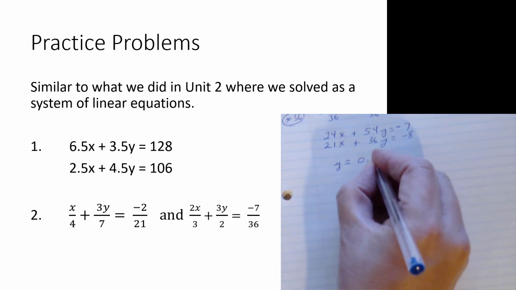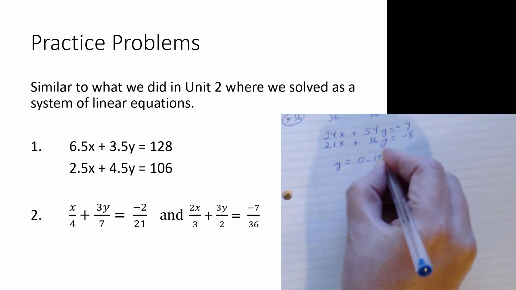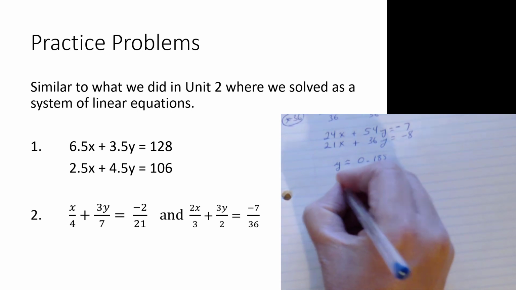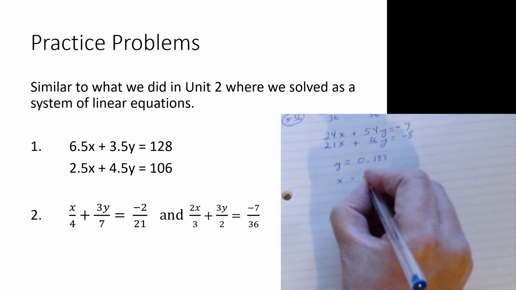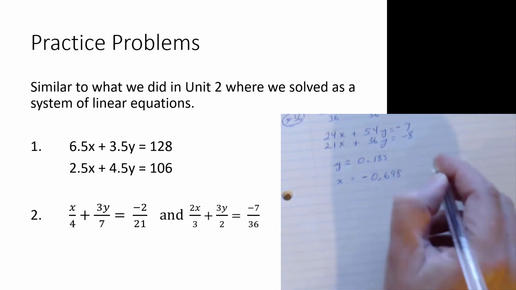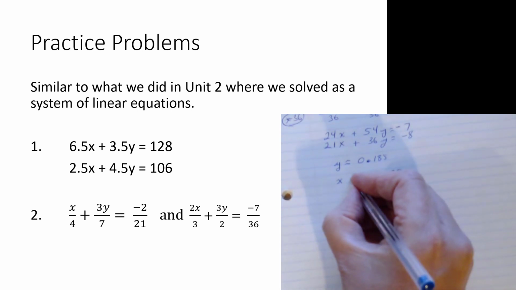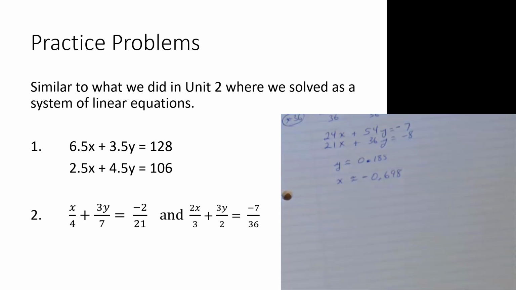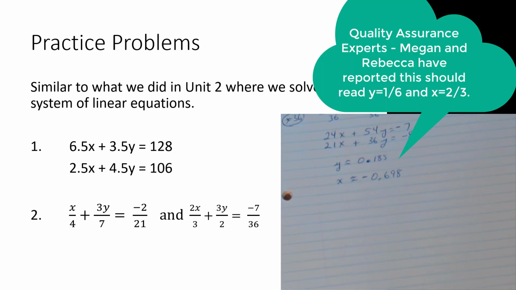y is approximately 0.185. It's a little bit of rounding, okay? And x will be approximately minus 0.698, okay? I rounded to 3 decimal spots, so it won't get you exactly the right answer. The exact answer will be something like a fraction, but this is really good practice.